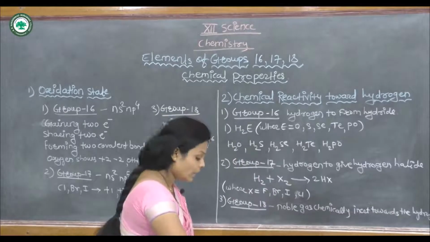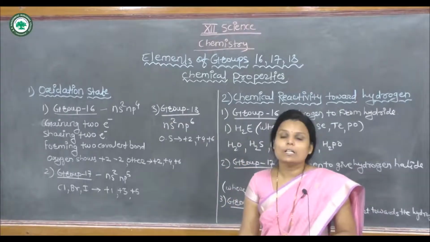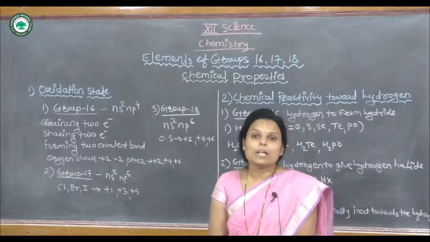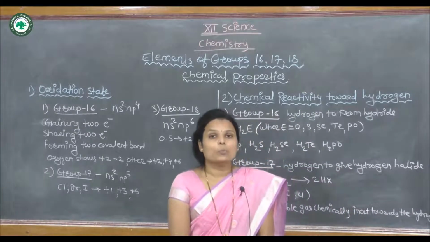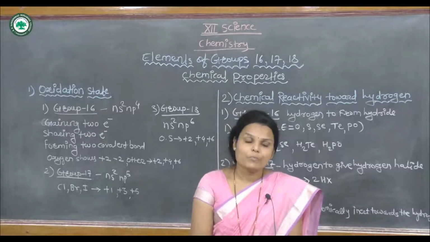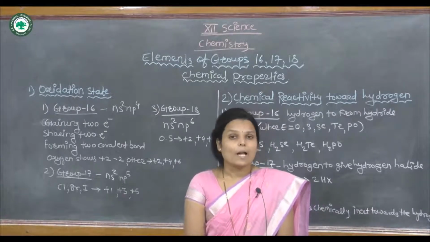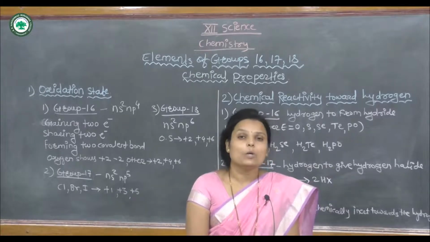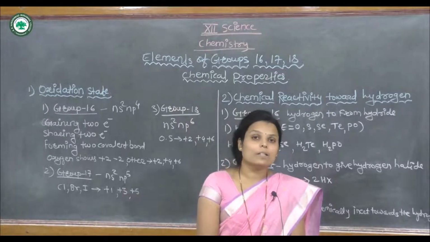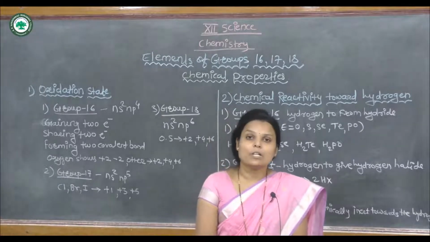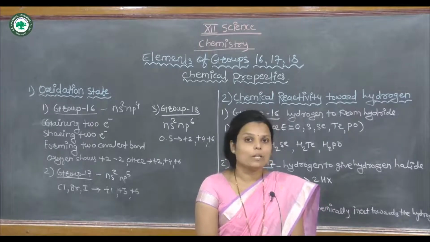In the previous lecture we also studied the electronic configurations of group 16, 17 and 18. We know that group 16 is called the oxygen family, group 17 is called the halogen family, and group 18 is called the noble gases, also called the inert gas elements. We studied all of these electronic configurations in the previous lecture.